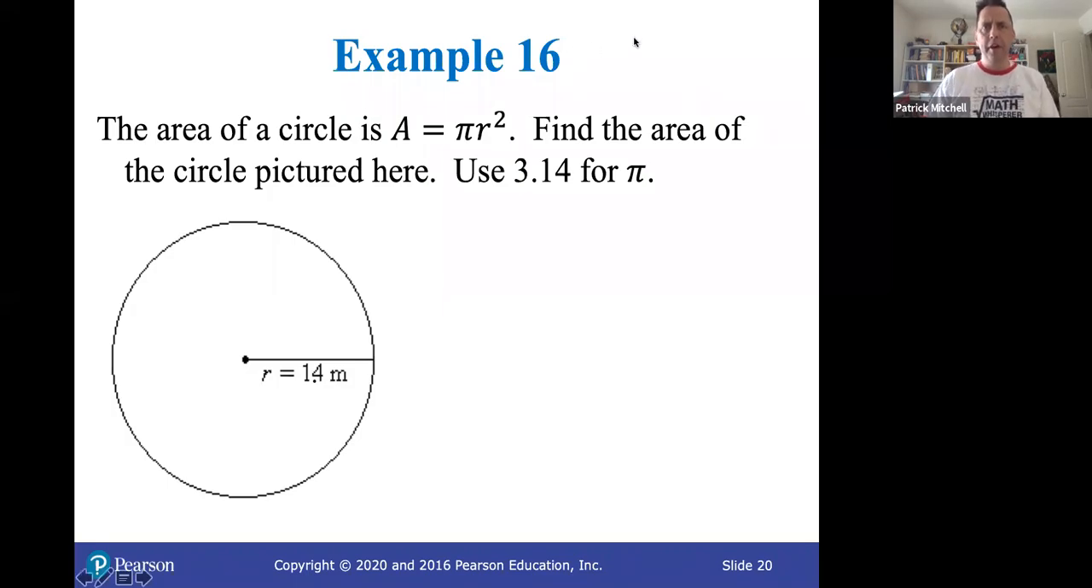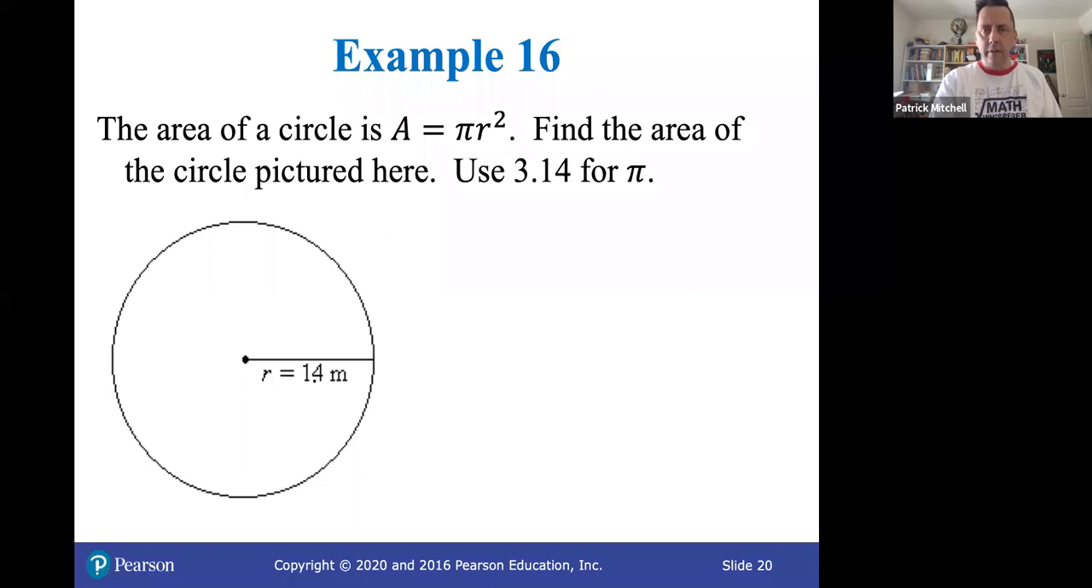All right, here's another area example. The area of a circle is pi times the radius squared. Remember that the radius of a circle is the distance from the center to the outside of the circle. So this circle has a radius of 1 4/10 meters, and they want us to find the area using this approximation for pi, 3 14 hundredths.